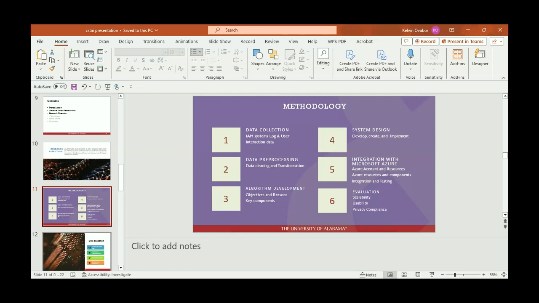The next step is the algorithm development, which has to do with the use of the objectives and the key components involved. The fourth step is the system design, which has to do with developing, creating, and implementing the system itself. Then we are using Microsoft Azure as a case study here. We will integrate the algorithm with Microsoft Azure itself, integrate it and test it. Then the evaluation will be carried out in terms of scalability, usability, and privacy compliance.